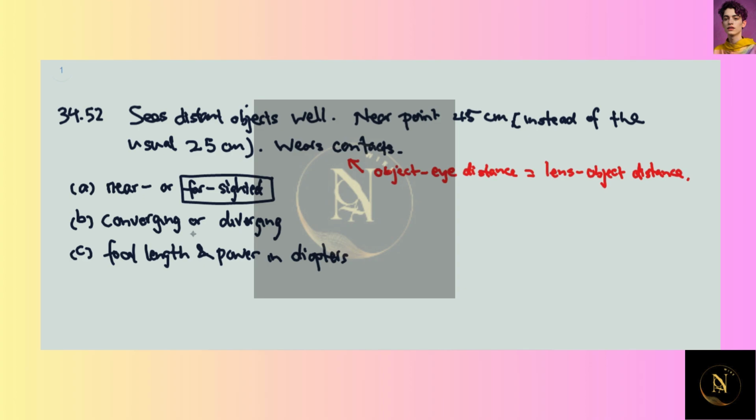In part A, we were asked to determine whether this person is nearsighted or farsighted. Since this person sees distant objects well, and their near point is beyond the usual near point, this person is farsighted.